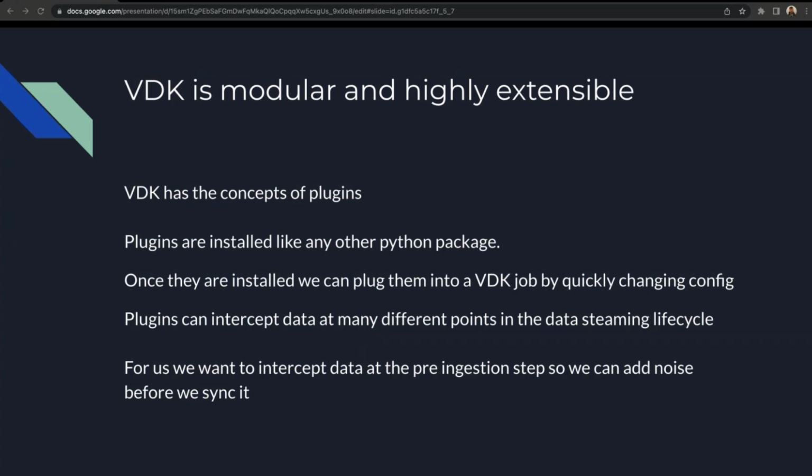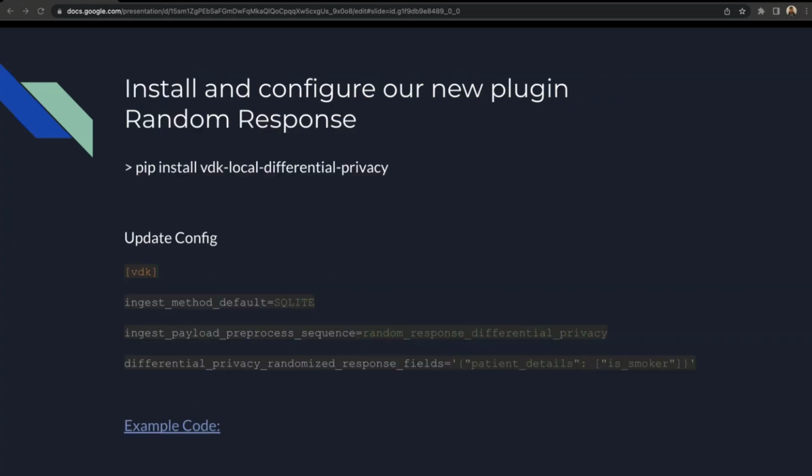Plugins can actually intercept data at many different points in the data streaming lifecycle. For us, we want to intercept the data at the pre-ingestion step, so we can add noise before we send it to the database. So these are the steps you would need to apply random response differential privacy to your data.